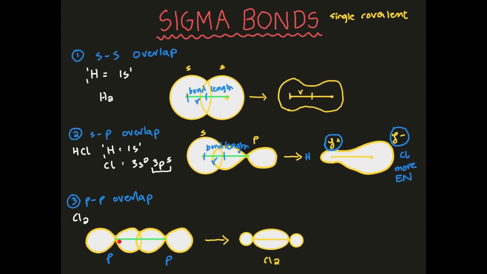And then you can join the centers, and this is going to be the bond length, like I did previously. And half of this is going to be the bond radius. And again, this is another way to draw it. So over here, if you mark this, this is going to be the bond length, and half of it will be the radius. So this was sigma bonds.